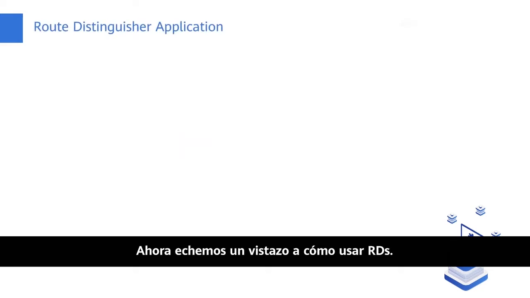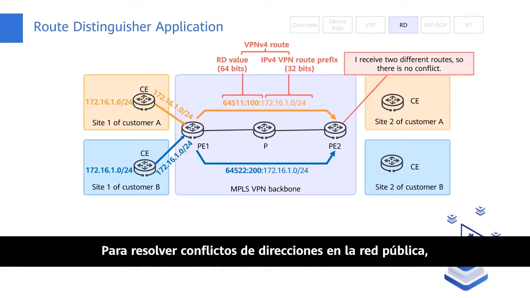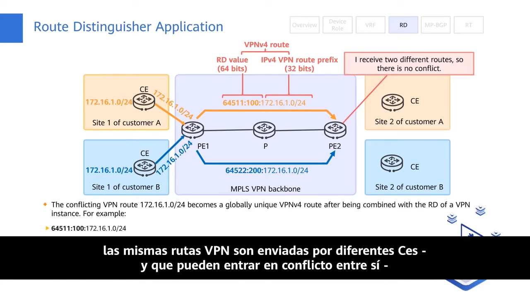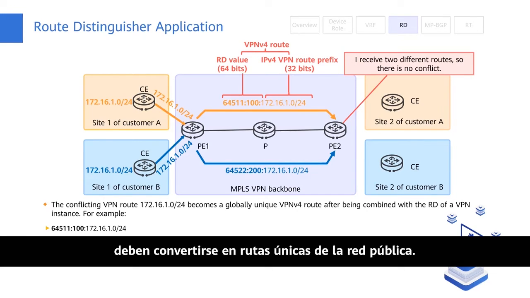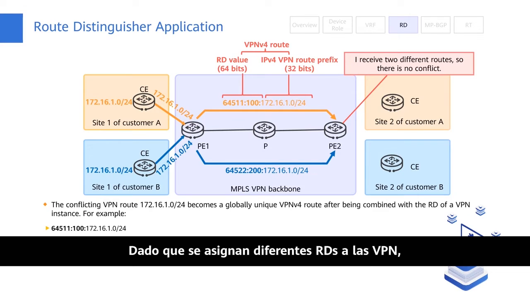Let's now take a look at how to use RDs. To solve address conflicts on the public network, the same VPN routes that are sent by different CEs and may conflict with one another must be converted into unique public network routes. One method is to allocate an RD to each VPN instance. A VPNv4 route is composed of the RD and an original VPN route prefix. Since different RDs are assigned to VPNs, the VPNv4 routes become globally unique.